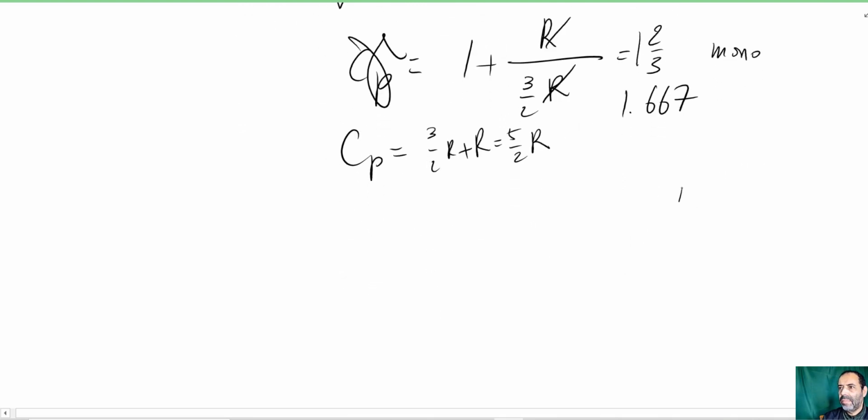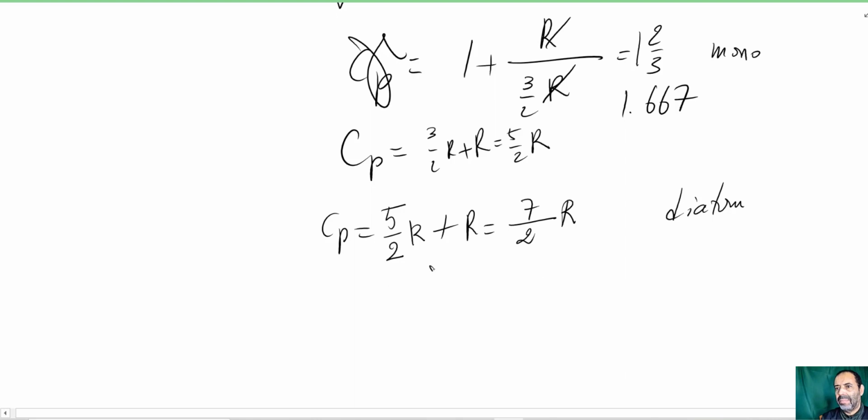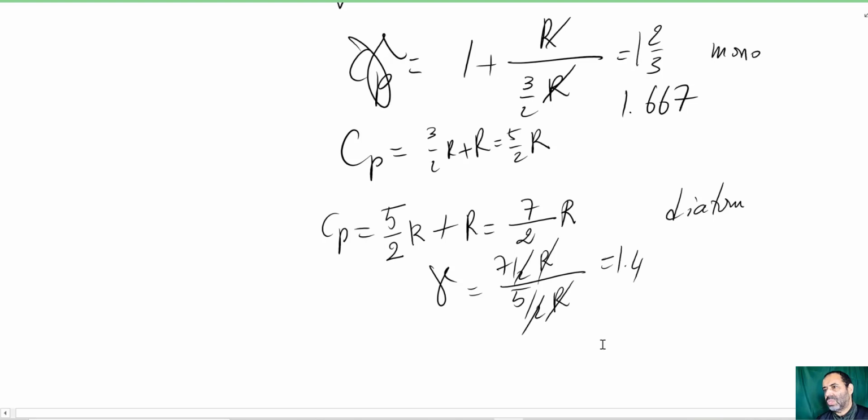For a diatomic gas, let's find what Cp first is. It's Cv. Remember, Cv is 5/2 of an R. That's how much the Cv is for a diatomic gas. Add to it R, and the common denominator is 2, so it's 7/2 R. So that's the Cp, and gamma in this situation is going to be 7/2 of an R divided by 5/2 of an R. Cancel the R's and the halves, and it's going to be 1.4. So for a diatomic gas, we know what it is.